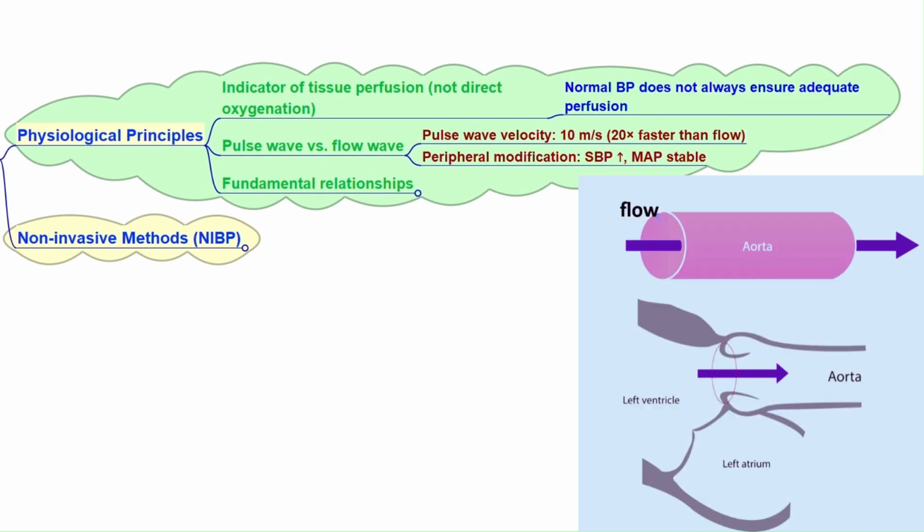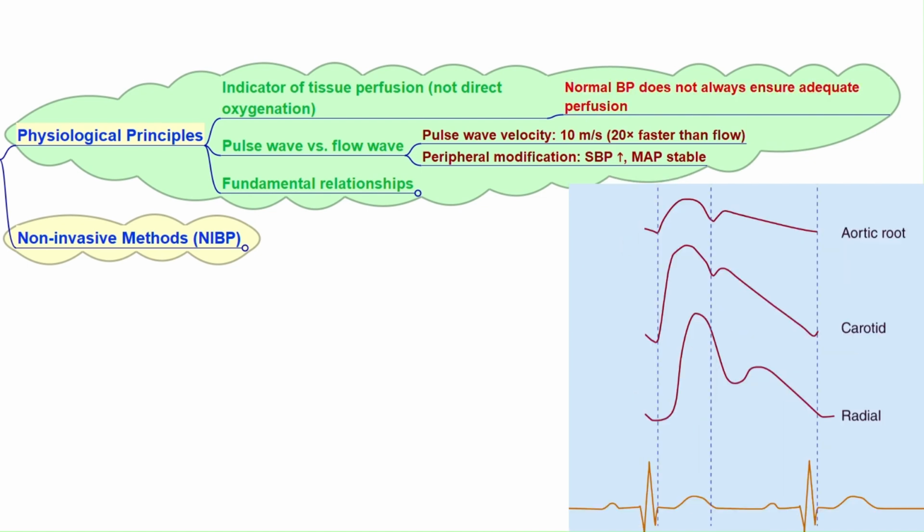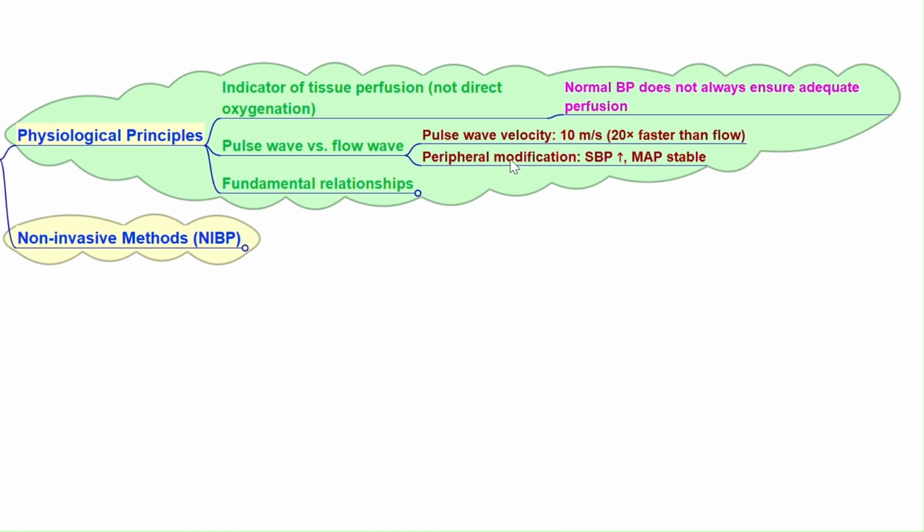As we move farther from the heart, systolic pressure increases and the pulse wave becomes narrower because of changes in the diameter and elasticity of the arteries. However, the mean arterial pressure, MAP, remains constant.